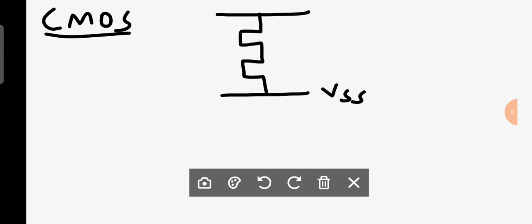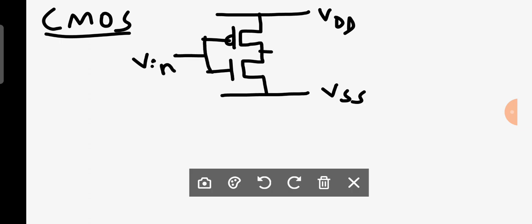Now we know very well, a CMOS inverter consists of two transistors. One is a PMOS transistor and another one is an NMOS transistor, where PMOS will act as a pull-up device and NMOS will act as a pull-down device. Two gates are tied together and a common input is given, and an output is collected between two drain terminals of the MOSFETs. Is it clear, all of you?